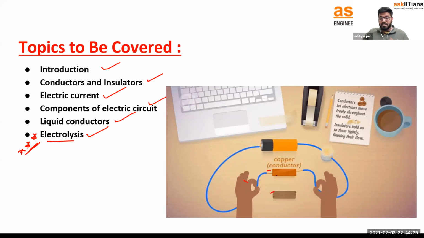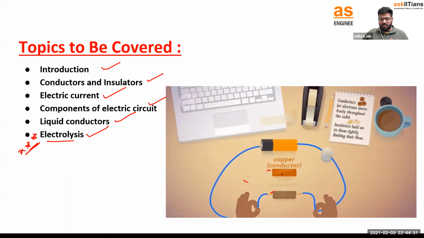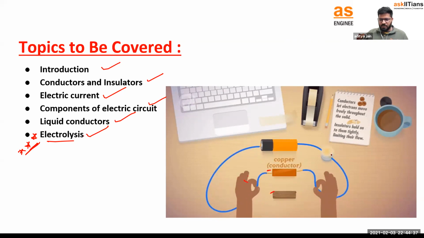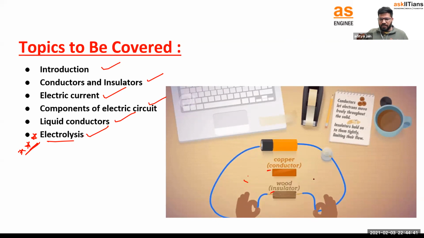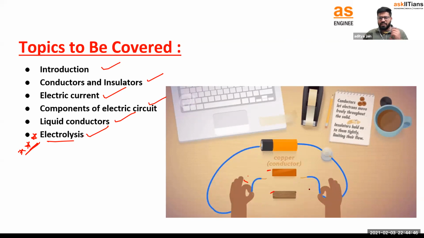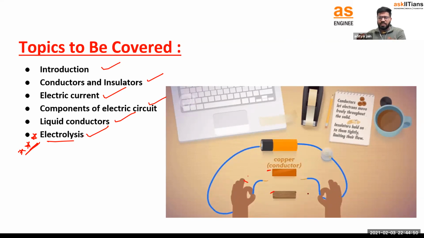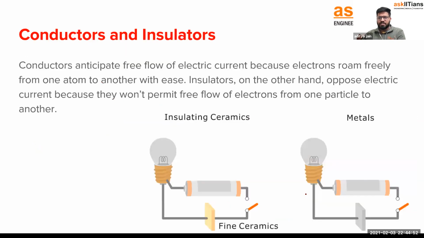What you can see in this picture is that whenever I am touching the two wires with the copper, the bulb is glowing. See, the bulb is glowing. And now if I touch this wire with wood, it is not glowing. So it has something to do with the conduction of electricity or conduction of current.